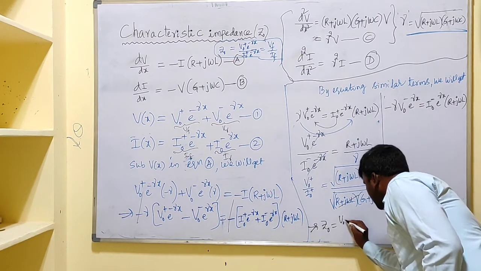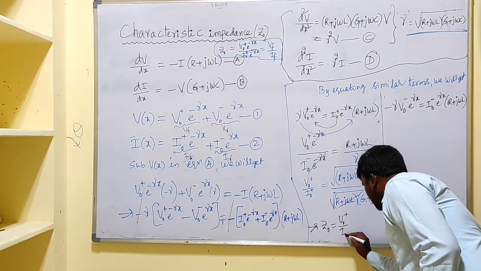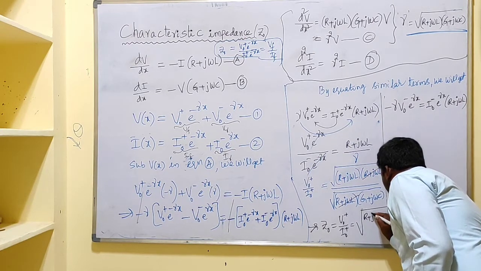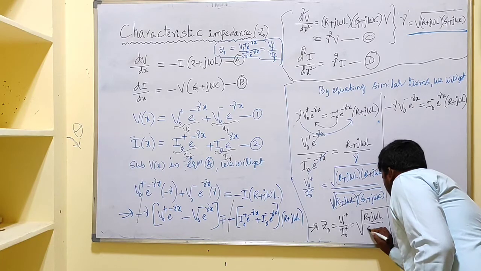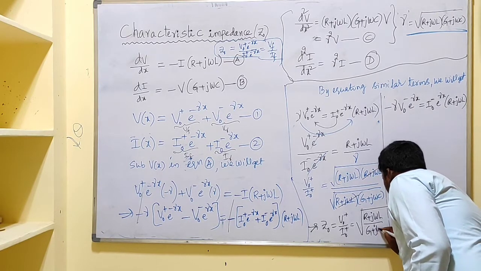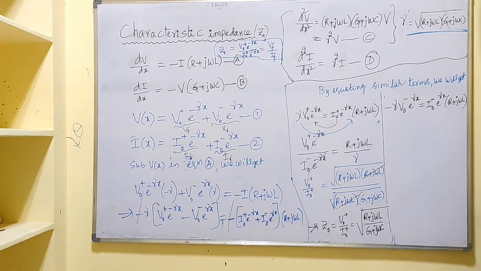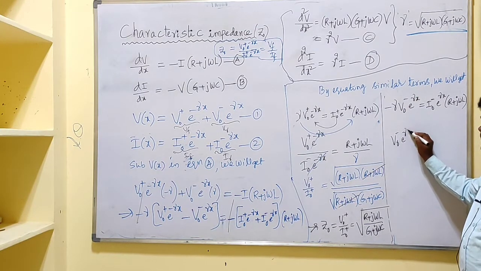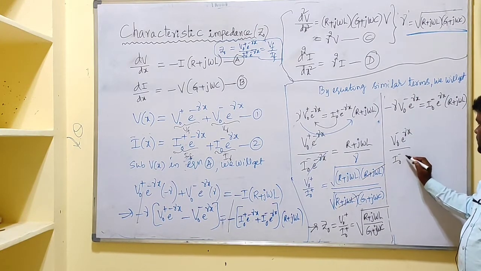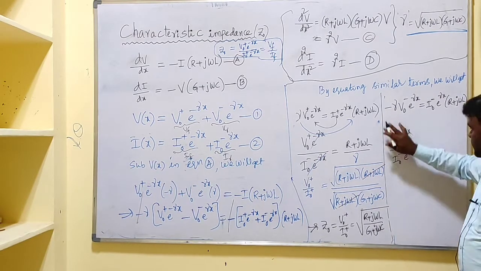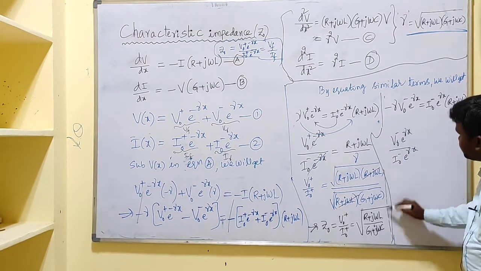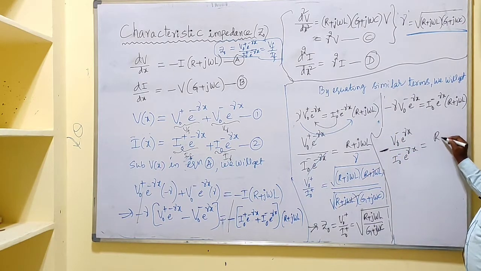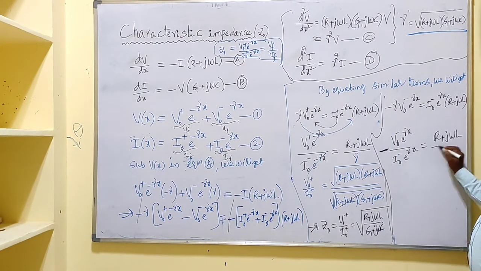We can write that as V naught plus by I naught plus is equal to under root r plus j omega L by g plus j omega c. Now if you go for the simplification, again here we got V naught minus e to the power gamma x by I naught minus e to the power gamma x. Here we have a negative sign, and the remaining term is r plus j omega L by gamma.